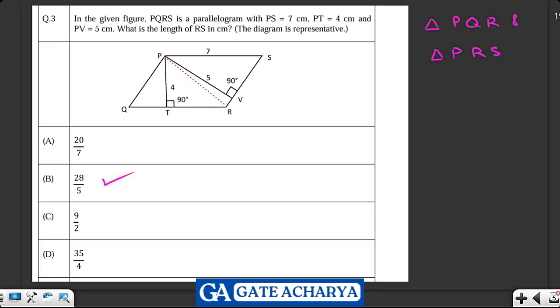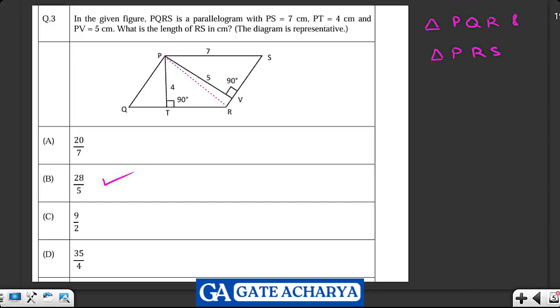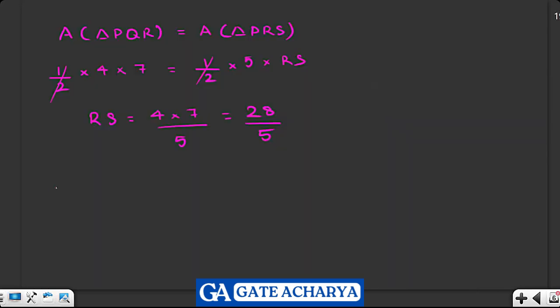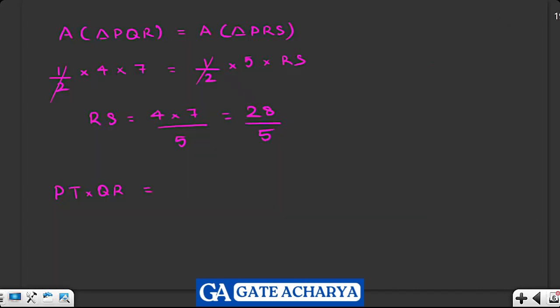Because you can see here, if you see the area idea, you can see something weird happening. So what is the height here? Height is PT and QR, right? So PT into QR is equal to, the half cancels out, PV into RS. If I take PT by PV, I am getting RS divided by QR. So it's actually kind of inversely proportional. PT is inversely proportional to QR, and PV is inversely proportional to RS.